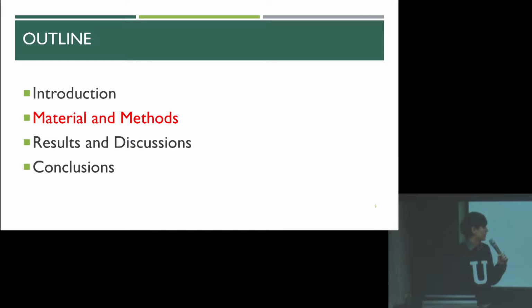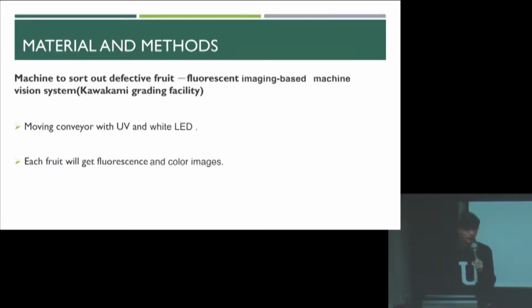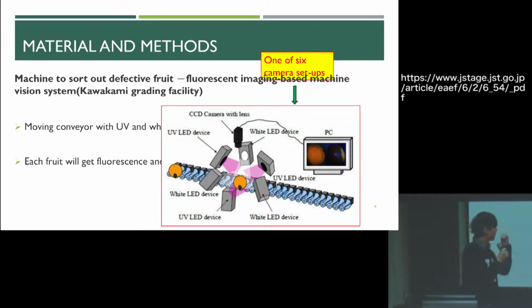And then is the material and method. We first use a machine to sort out the defective fruits. This equipment was developed at the Kawakami grading facility, and it is based on the fluorescence image. It includes a moving conveyor with UV and LED lights, and each fruit gets a fluorescence and color image. Here is a figure of the machine.